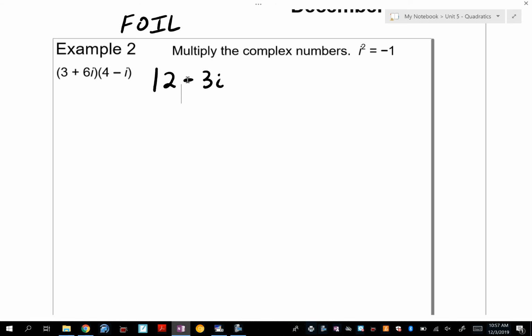6i times 4 is 24i. You can draw the arrows on your paper. And then 6i times negative i is negative 6i squared.